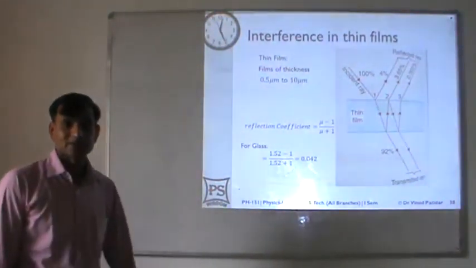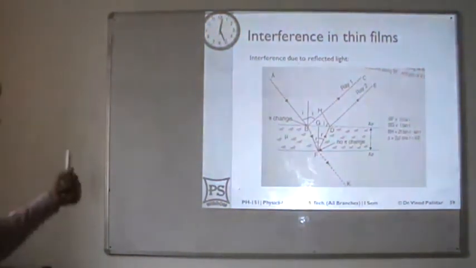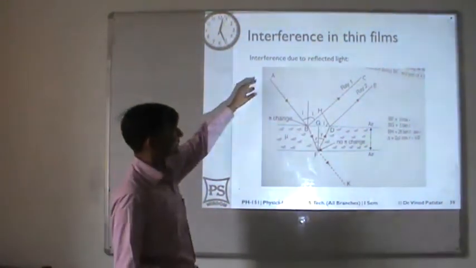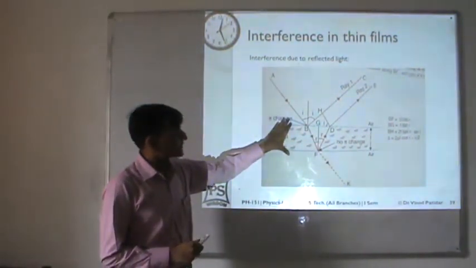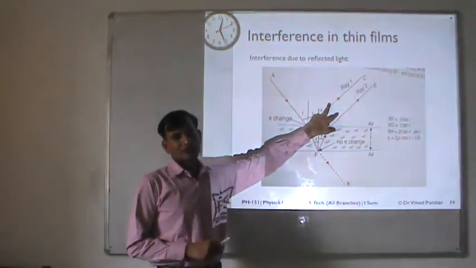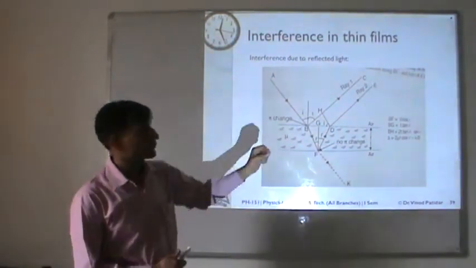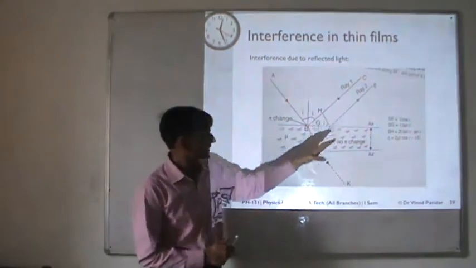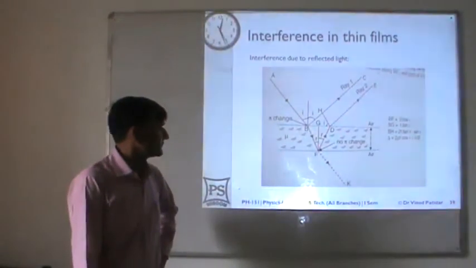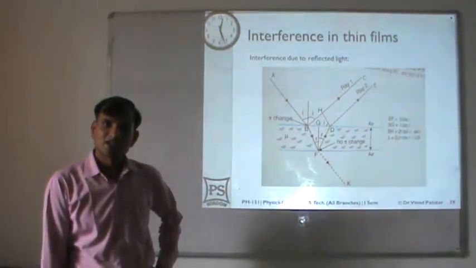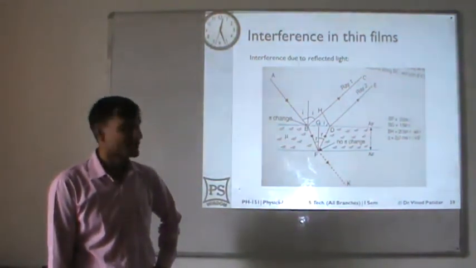Okay. Now we'll see the experimental setup in the next class probably. First we'll understand how we can produce interference with the reflected light. So we'll do some mathematical calculation to find out the path difference between the two consecutive reflected rays, and then we'll see the formula and the various conditions for producing the dark fringe and bright fringe. Similarly, we'll also see for the transmitted light what the path difference will be between the two consecutive rays and how we can produce dark and bright fringes with the help of transmitted light.